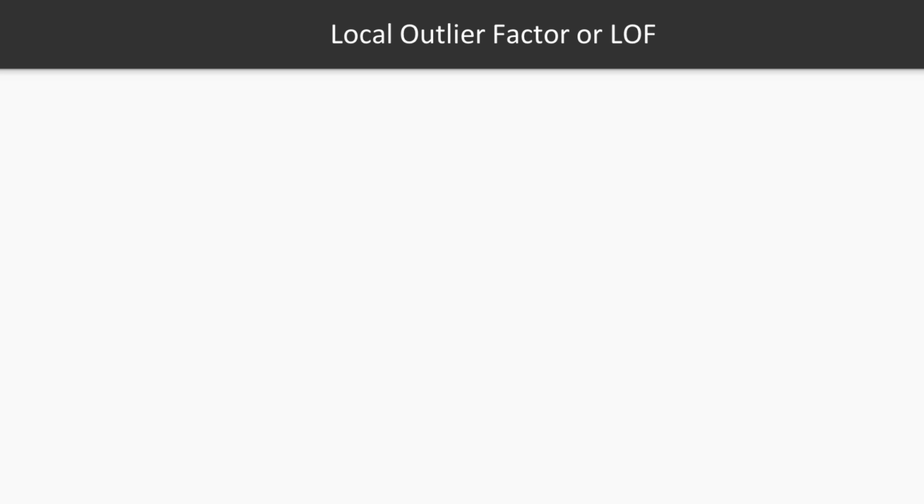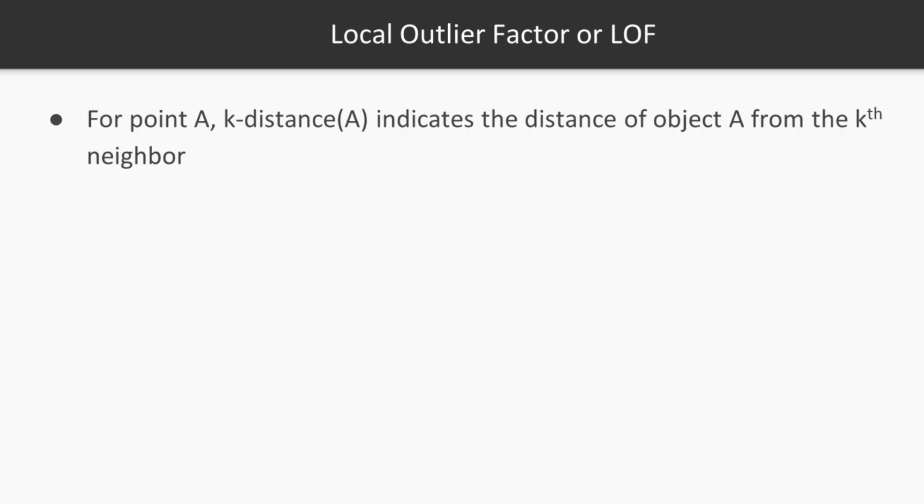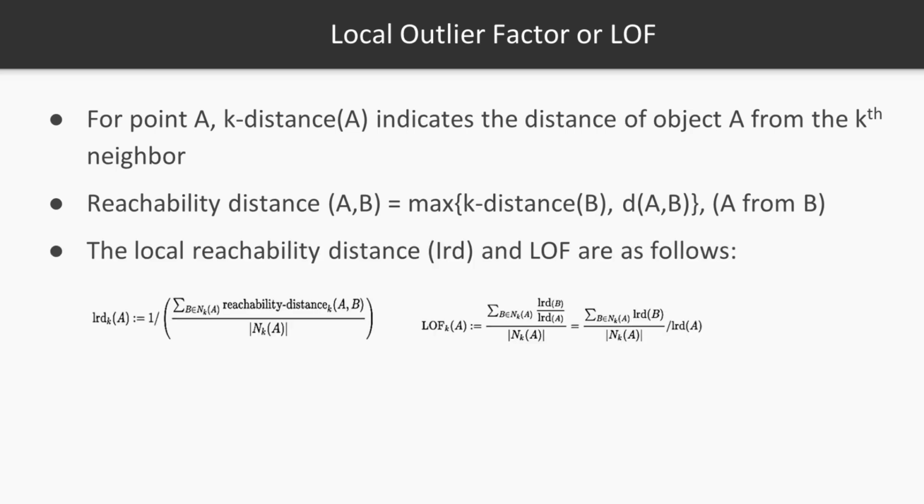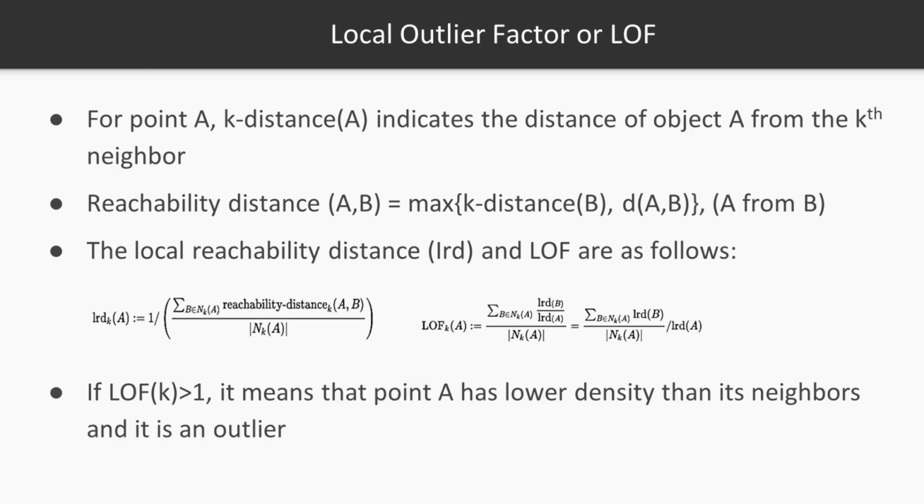In the LOF method, there are a few terms that must be introduced first. For point A, the k-distance of A indicates the distance of object A from its neighbor. The reachability distance of the pair A and B is defined as the maximum of the k-distance of B and the regular distance D of A and B, like the Euclidean distance of A from B. The local reachability distance, or LRD, and LOF are defined as the formulas that you can see here. If LOF of k is bigger than 1, it means that point A has lower density than its neighbors, and it is an outlier which is detected in this way.